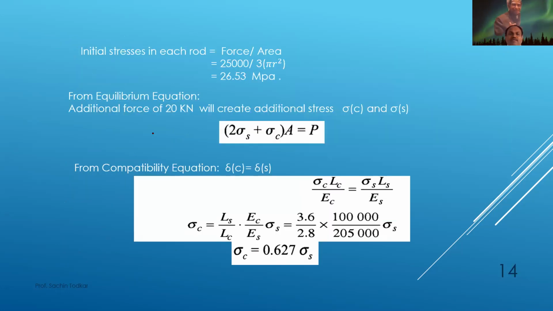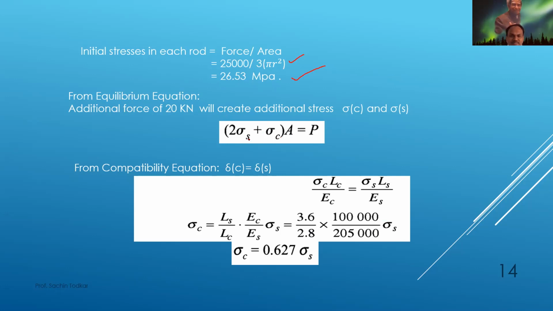So we'll see. Initial stress in each rod is force upon area. Now here, why is it written 3 times pi r square? Because the area of each rod will be pi r square or pi by 4 d square. If I multiply by 3, then I'll get the total cross-sectional area of all the rods. So it is 25,000 divided by 3 pi r square, and the answer comes 26.53 megapascal. This is the initial stress.